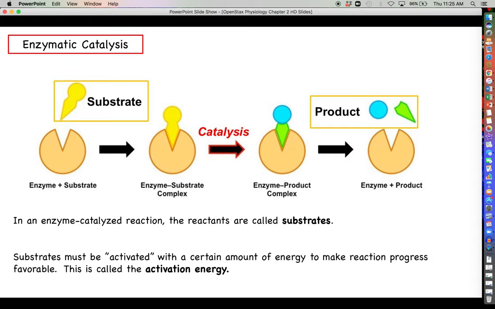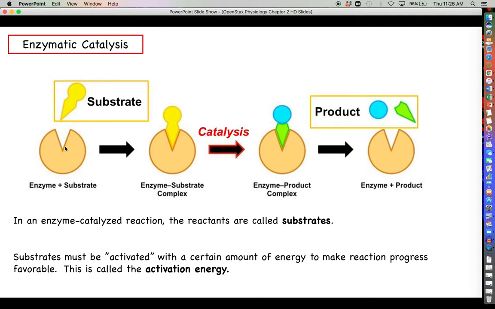So what's going to happen here is that substrates will fit into a binding pocket within the enzyme called an active site. We'll have more to say about that later. You might notice that this substrate here actually has a shape that fits pretty well into that active site, so that this substrate can fit in here, but other potential substrates cannot.